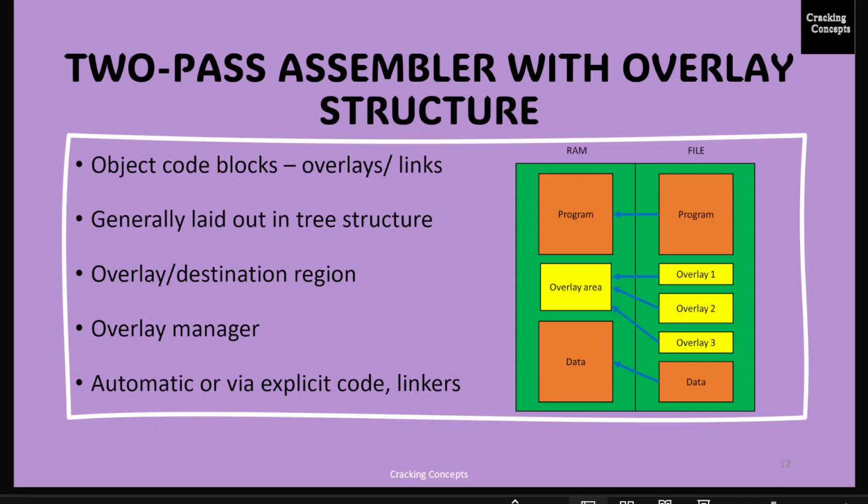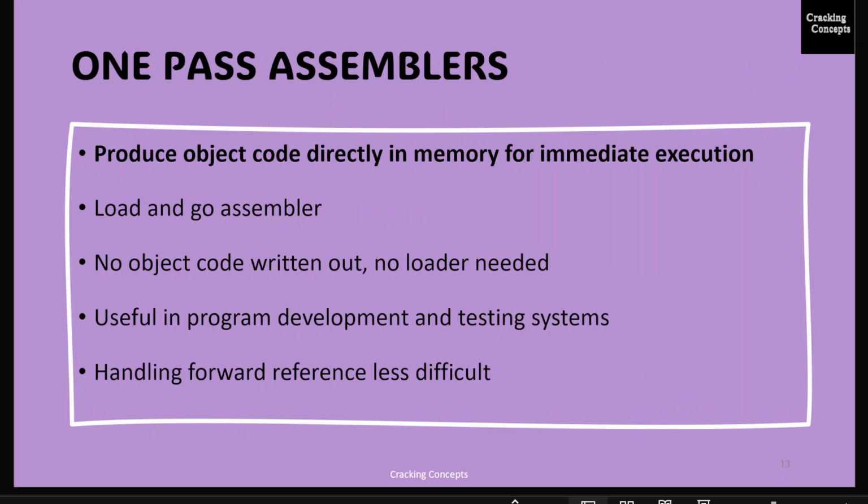Next, we'll look into 1-pass assemblers. Now, there are 2 ways of designing a 1-pass assembler. The first method is to produce object code directly in memory for immediate execution. This is done in load-and-go assemblers. No object code is written out here and there is no need for a loader. This is useful in program development and testing systems.